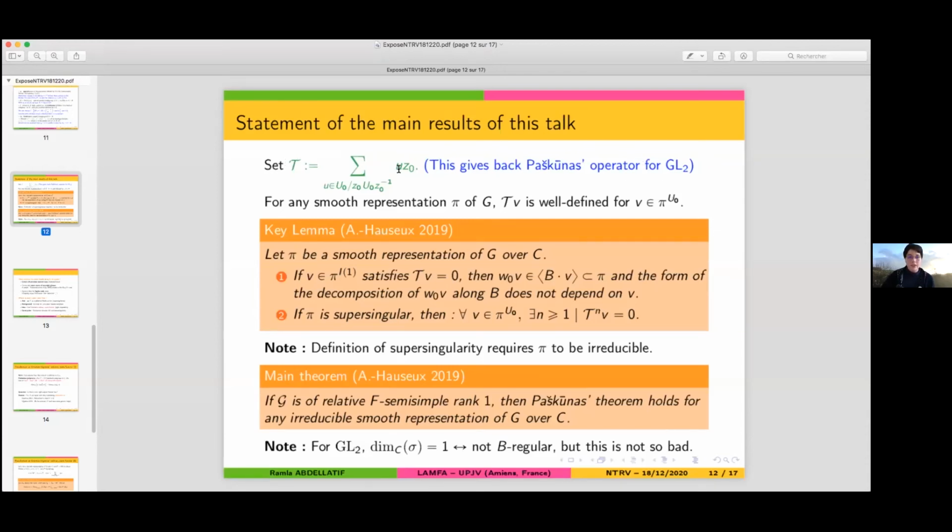Okay? So this thing here does not depend on the choice of the representative in the quotient. So here are the two results. The first thing is, how do you generalize Paskunas' key lemma? So that's this key lemma.